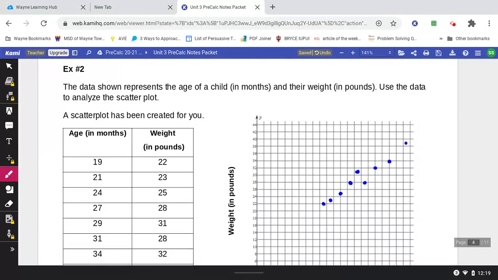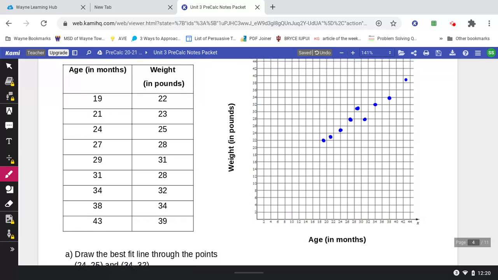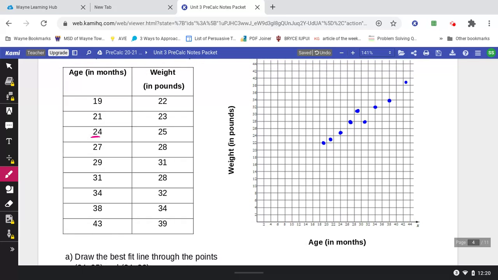Let's look at one more. This scatter plot has been done for you. But this is actually giving you some actual information. The data shown represents the age of a child in months. That's important. And their weight in pounds. Use the data to analyze the scatter plot. So they took all these ages and weights and plotted them here using those blue dots. Keep in mind here, when you see this 24 months, that is 2 years old. We're working in months here.